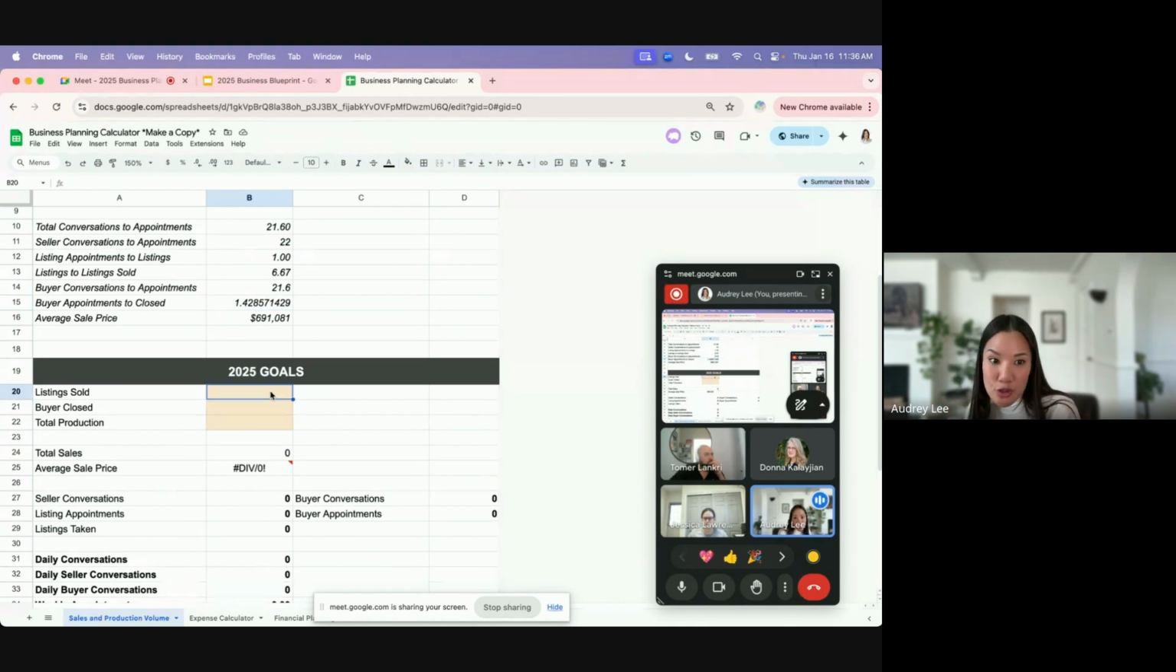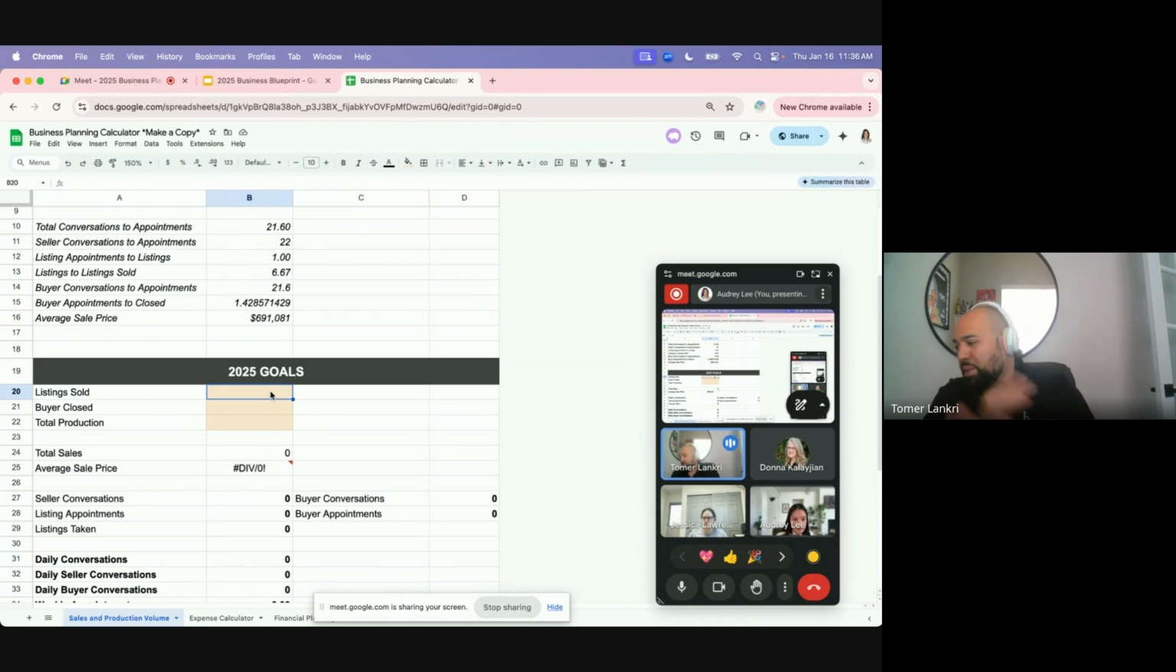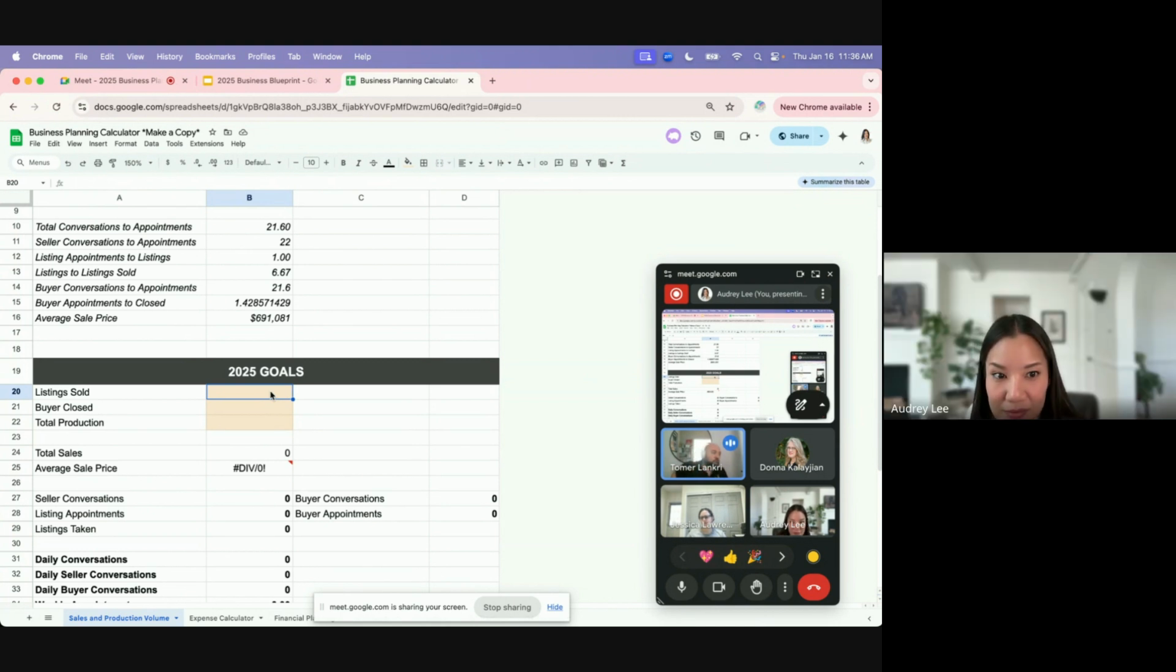So what are your 2025 goals in terms of listings sold, buyers closed, and your total production? Based on what we had in 2024, I always rather stay realistic. Of course, I can shoot to the sky, but if we stay realistic, I would like to at least double. I always look at the previous year, and I want to move to the next year to double whatever my production was. So yeah, definitely.